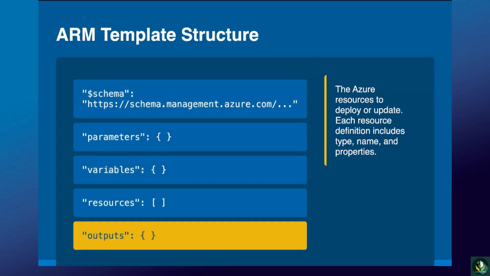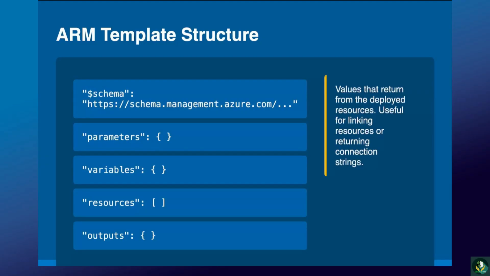And the outputs section returns useful information after deployment completes. Teams often use outputs to retrieve resource identifiers, connection strings, or other values needed for subsequent operations.